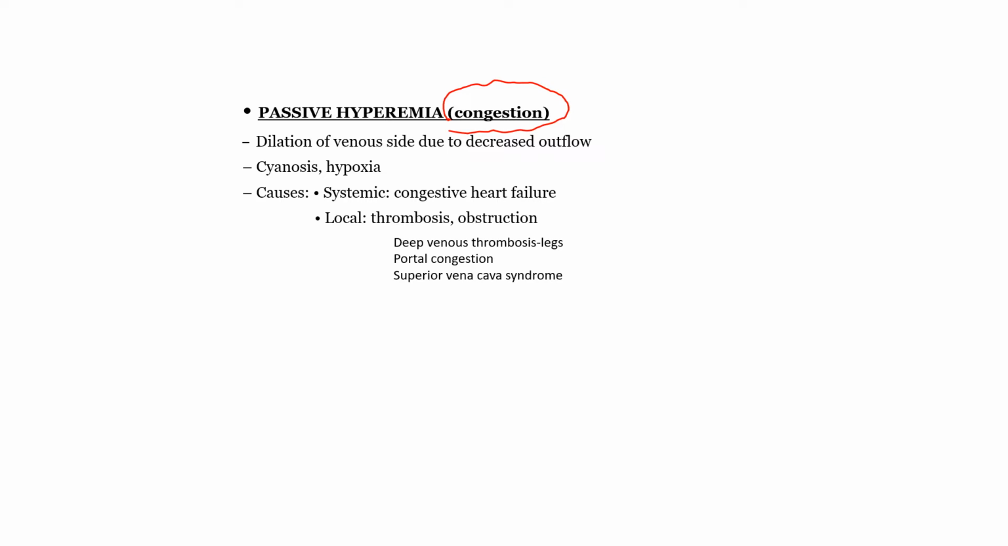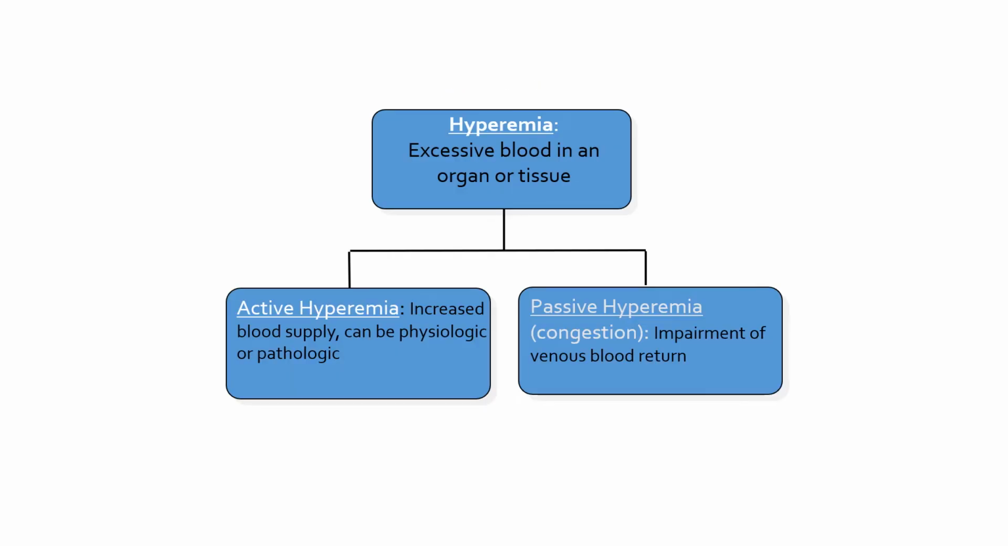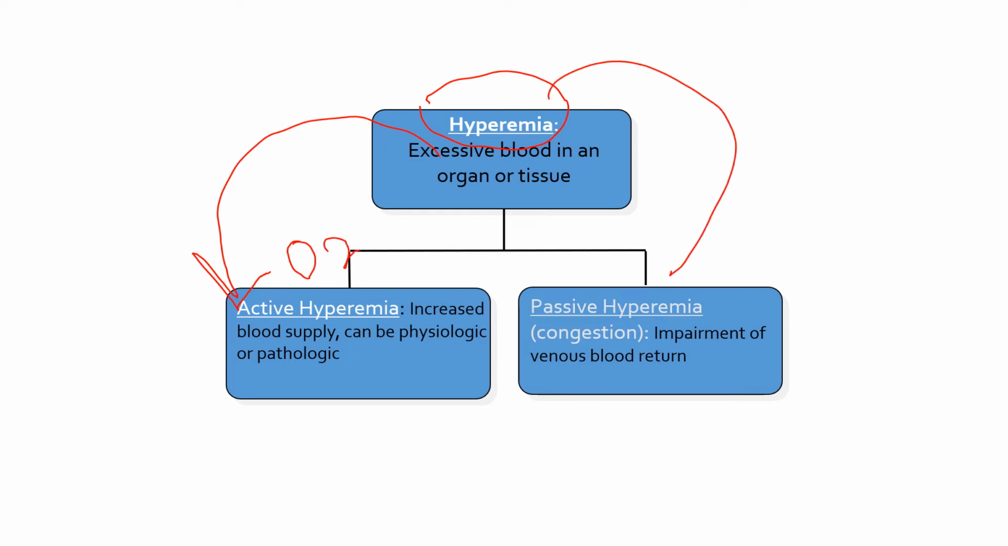Why did it become swollen? Because when you wrap a band around your finger, this will increase hydrostatic pressure. If you remember from the first lecture, increased hydrostatic pressure leads to swelling. So hyperemia has two types: active, accumulation of oxygenated blood, or passive, accumulation of deoxygenated blood. Usually active could be physiologic or pathologic. Physiologic like running, jumping, or exercising. Pathologic like in inflammation. Passive hyperemia is almost always pathologic and you have impairment of venous return.